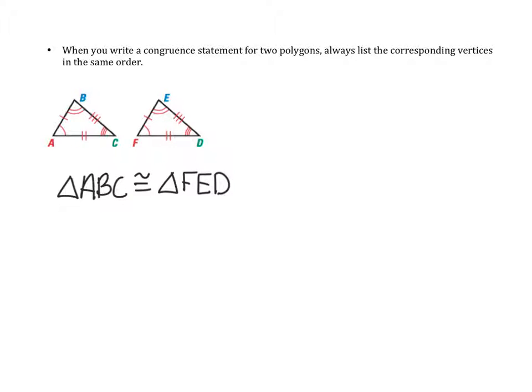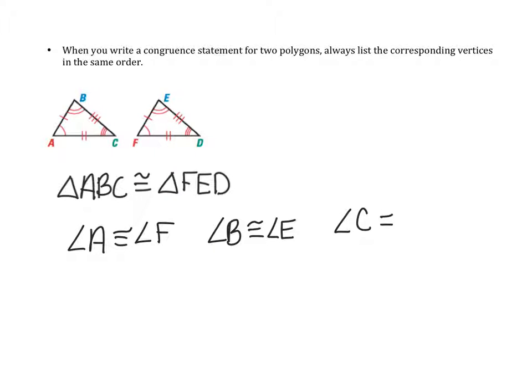And if I wanted to list the corresponding angles, I would write them as angle A is congruent to angle F, angle B is congruent to angle E, and angle C is congruent to angle D. Also, if I were to list the corresponding sides, I would have to list that side AB, so segment AB, is congruent to, notice that AB is the same as FE. Since I list A first, I need to list F first. So I would say segment AB is congruent to segment FE.